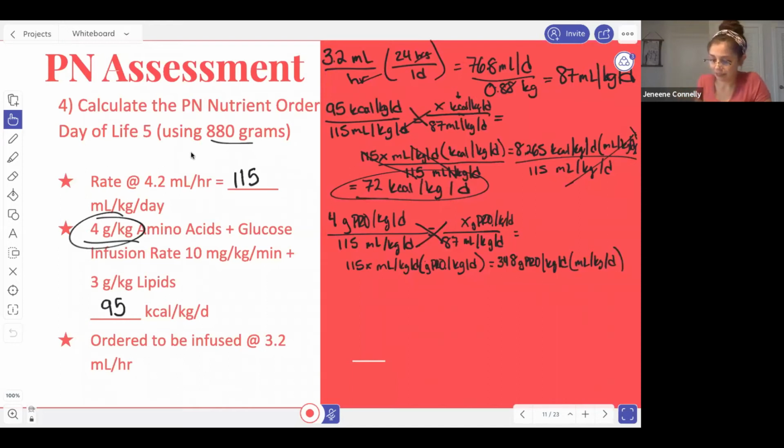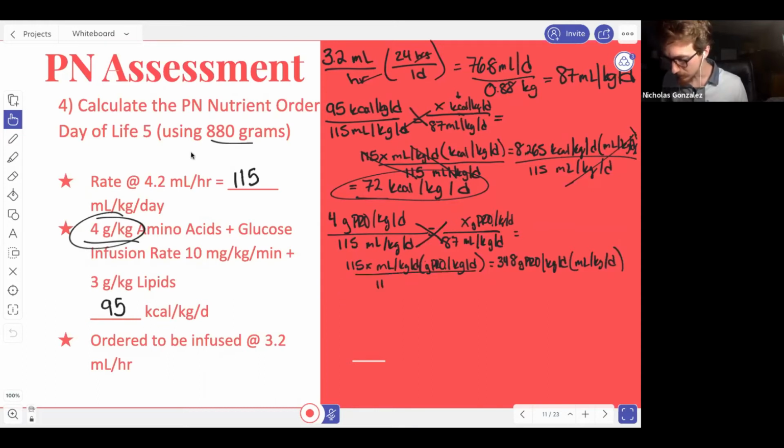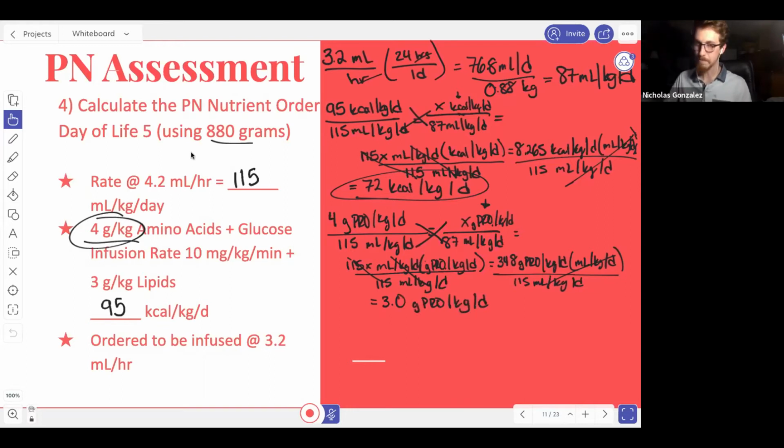Yes, very important. Okay, so then again, we just want to solve for X. So we're going to get rid of the 115, and we want to keep the grams of protein. That's what we're looking for. So to keep the grams of protein, we're going to get rid of the milliliters by dividing both sides. And then these are going to cancel. And that's going to give us a total of approximately 3.0, we rounded, grams of protein per kilogram per day. Okay, so that's how we would solve it using proportions.